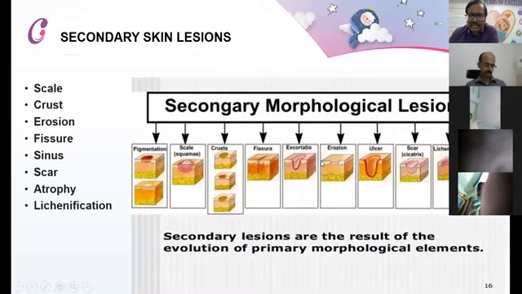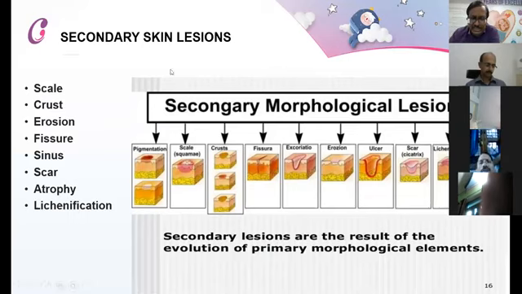Now let's see what are the secondary lesions. Secondary skin lesions, they are not the ones to begin with. Later it becomes like this. First it will be a primary lesion. Later it becomes a secondary lesion because of the scratching or because of the infection. So better to recognize these lesions.